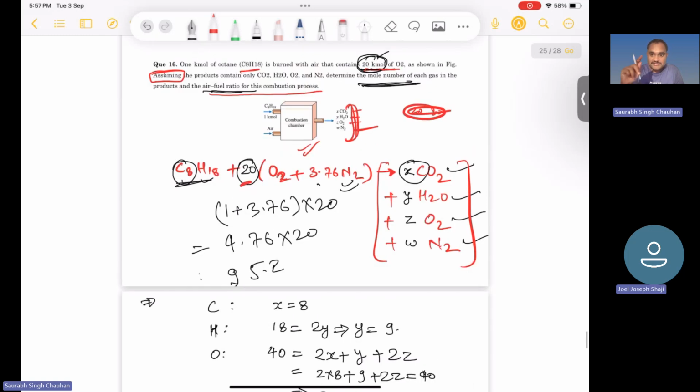Let me complete. It is not written whether it is complete combustion or incomplete combustion. If it was a complete combustion, then there will be no leftover oxygen. If it was a stoichiometric mixture of air and fuel, then the Z value will be 0, because there will be no leftover oxygen. So since here Z has some positive value, that means there is some extra air. So we have excess air.